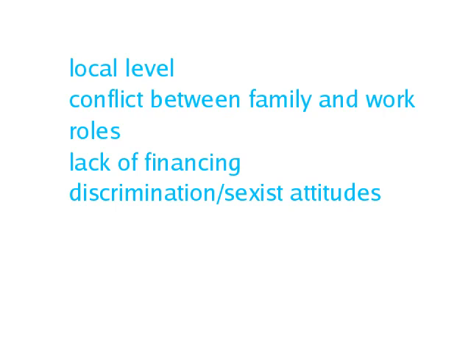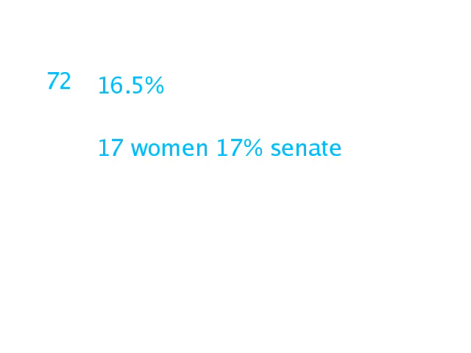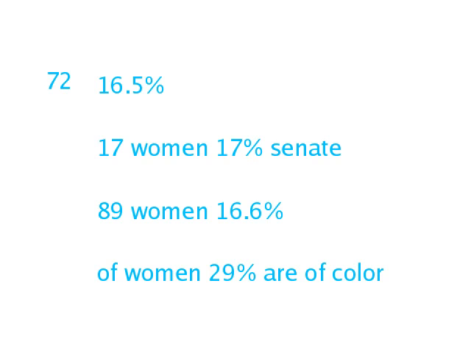There are some statistics I want to share with you about women and people of color in the 112th Congress, which is the 2011-2012 Congress. In the House of Representatives, there are 72 women, and that is 16.5% of the House. In the Senate, there are 17 women, which is 17% of the Senate. So combined, we have 89 women in Congress, which is 16.6% total. A very small percentage. Now, of the women, 29% are of color. So of those 89 women, 29% of them, which is 26 women, are of color. They're not white.